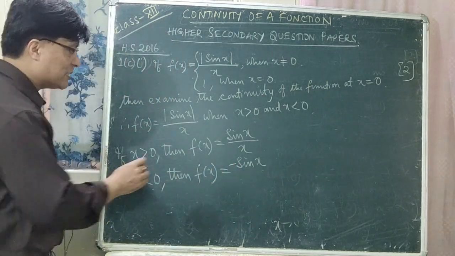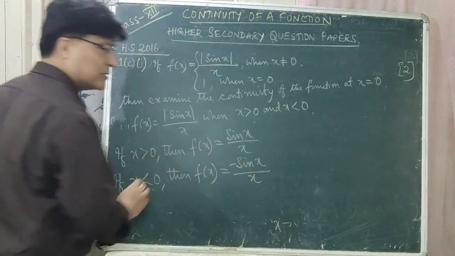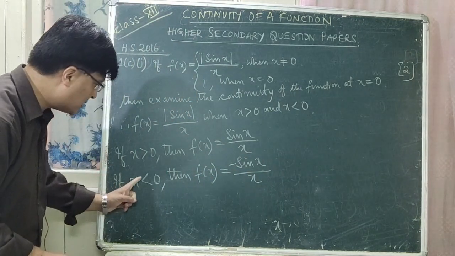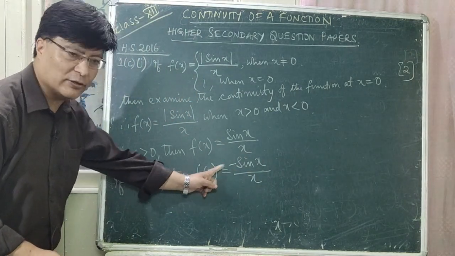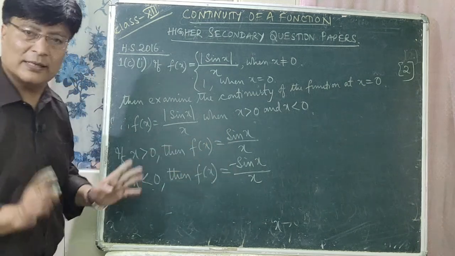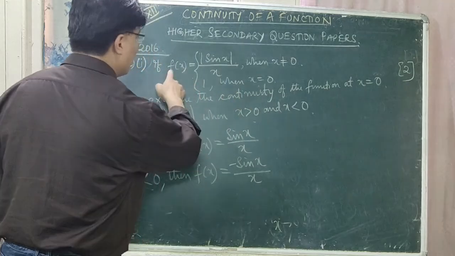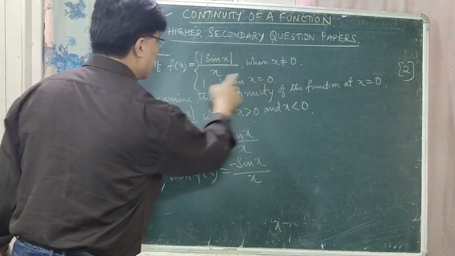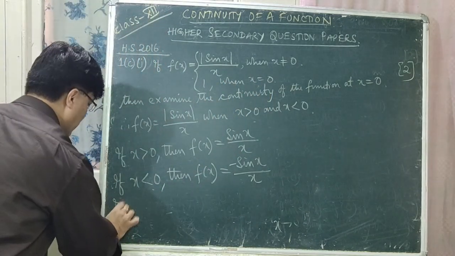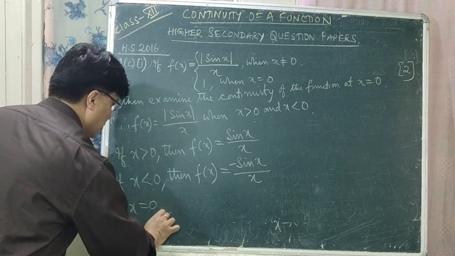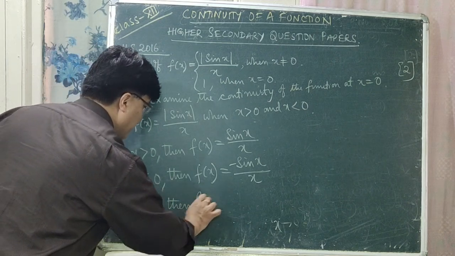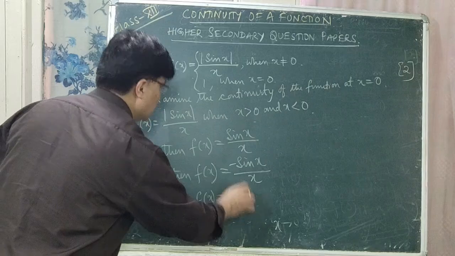Minus sin x divided by x. Okay, so if x is less than 0, then f of x is equal to minus sin x divided by x. Is that understood now? So next, what is the value for f of x when x is exactly equal to 0? That is 1. So if x is equal to 0, then f of x is equal to 1.